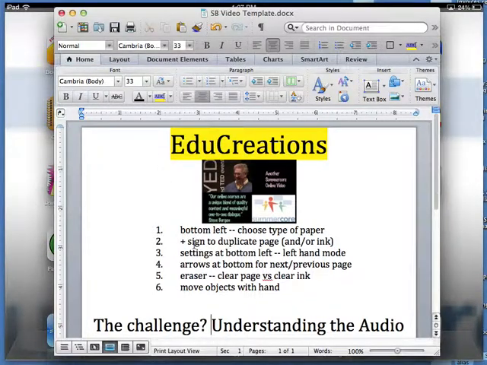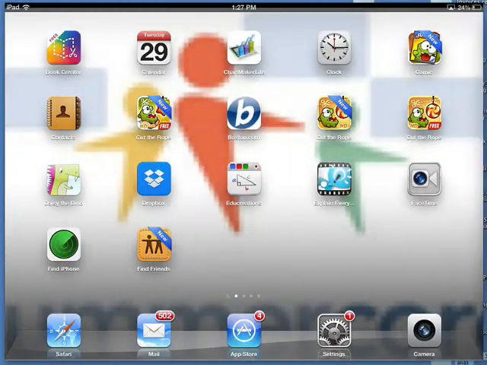And I've got some notes on the bottom. I'll make sure that I get them done. You'll choose the type of paper in the bottom left, the plus sign to duplicate the page, etc. And the most important part, if it's a challenge, is understanding the audio. Okay, so let us take a look and let us get going.